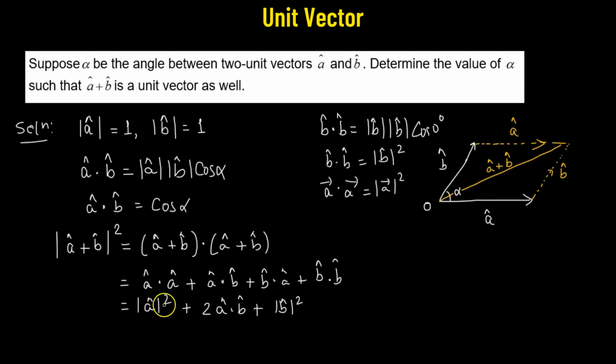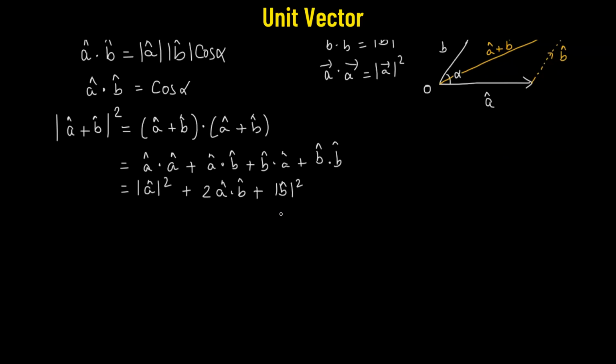But luckily in our case, the magnitude of a is equal to 1, and so is the magnitude of b. So our expression now becomes 1 plus 2 times a cap dotted with b cap, so that's cosine of alpha, plus b squared, which is 1. So this will be 2 plus 2 times cosine of alpha. Fine. Now, in order to determine the value of the angle alpha, we consider that a cap plus b cap is a unit vector. So its magnitude is going to be equal to 1. Therefore we have 1 squared equals 2 plus 2 cosine of alpha.